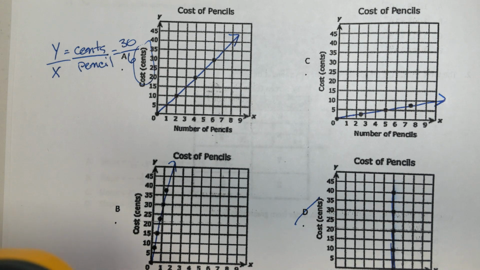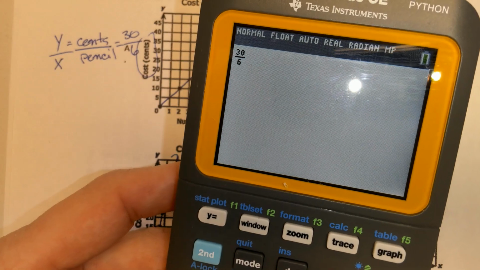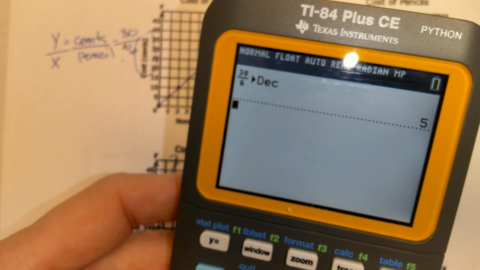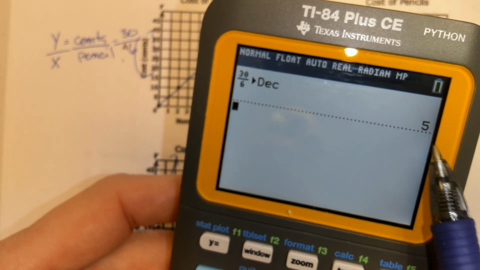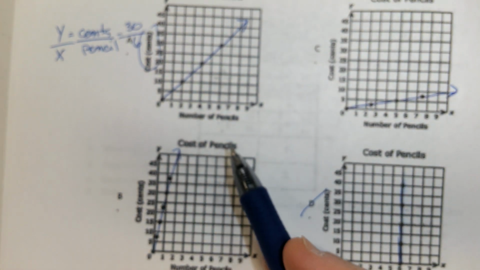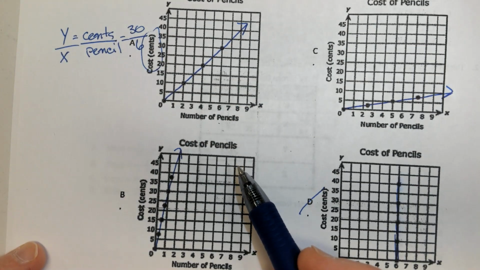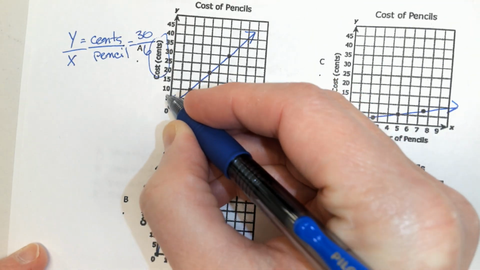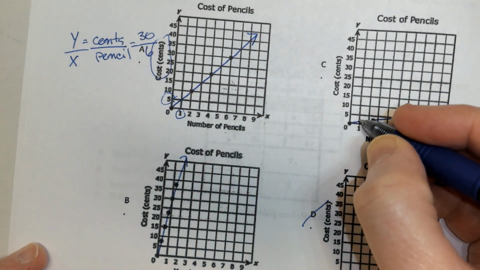To find the unit rate, you're just going to take that 30 and divide it by 6. Make sure that you hit Math 2 to go ahead and get the decimal. Okay. So my unit rate then is 5 what? 5 cents for each one pencil. So then you can go to 1, go up to the line and back over on each one of these.